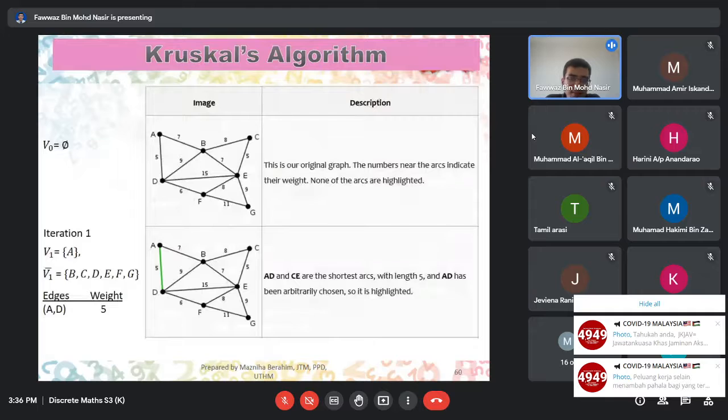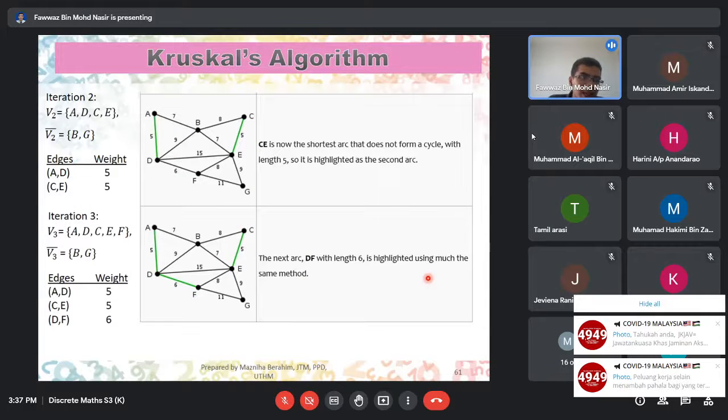Okay, so using the same example graph tadi, okay, kita try to solve ataupun identify the minimum spanning tree guna Pascal algorithm. So from this graph, cari edge with the smallest weight. So edge with the smallest weight adalah edge AD dengan CE. Okay, both edge have weights 5. So kita just randomly select AD dulu. Okay, so kita masukkan kita list down AD ni ke dalam the list of edge yang membentuk spanning tree kita.